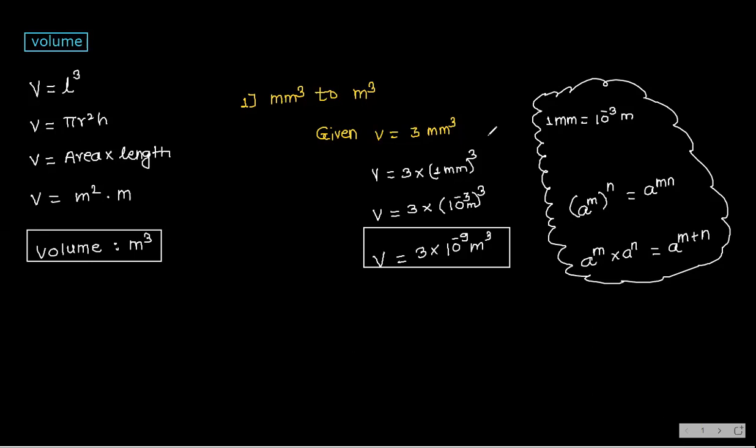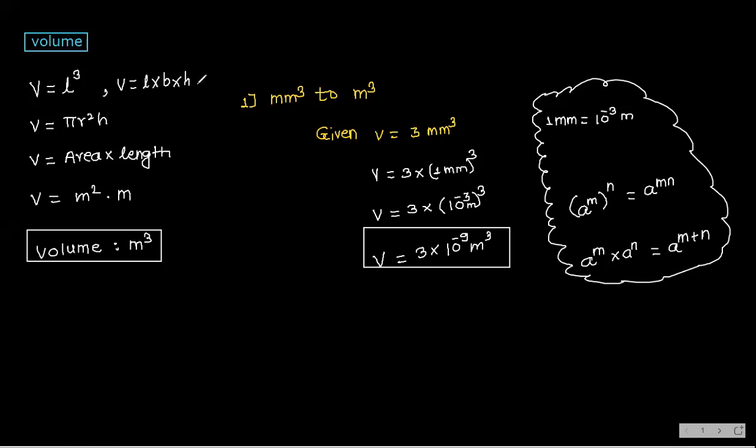So this is millimeter cube to meter cube conversion in case of volume. Sometimes you have another formula like this also: V is equal to length into breadth into height, LBH. Do you know that formula? V is equal to length into breadth into height.